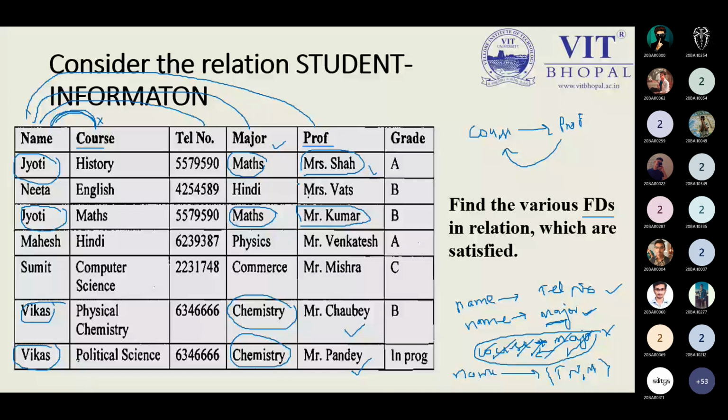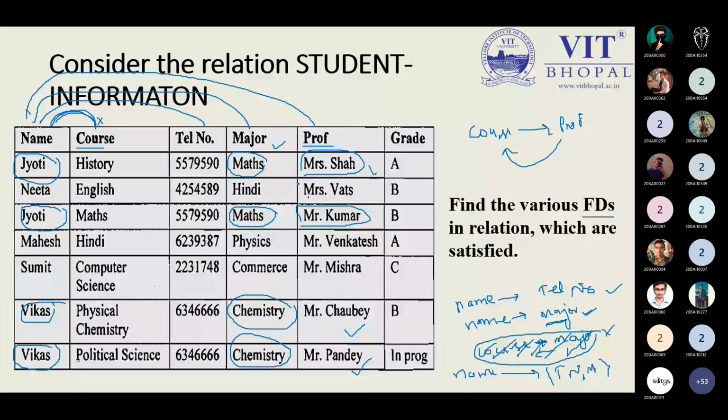Is there a relationship between the grade and other attributes? Name and grade. Jyoti got the grade A and Jyoti got the grade B two times. So there will be no relationship between the name and grade. No functional dependency will exist between the name and grade because Jyoti is getting a different grade two times. The grade is dependent on the course.